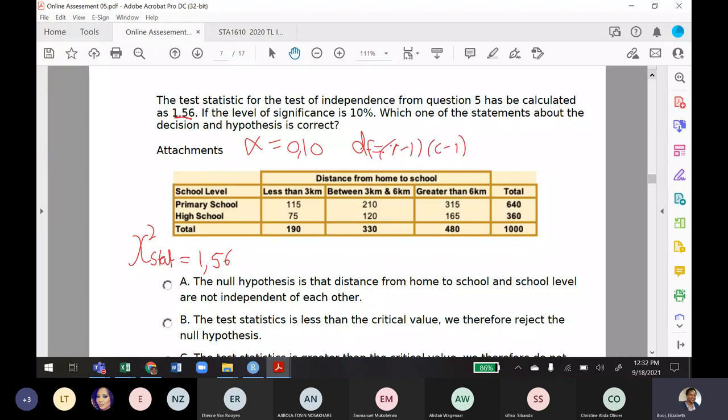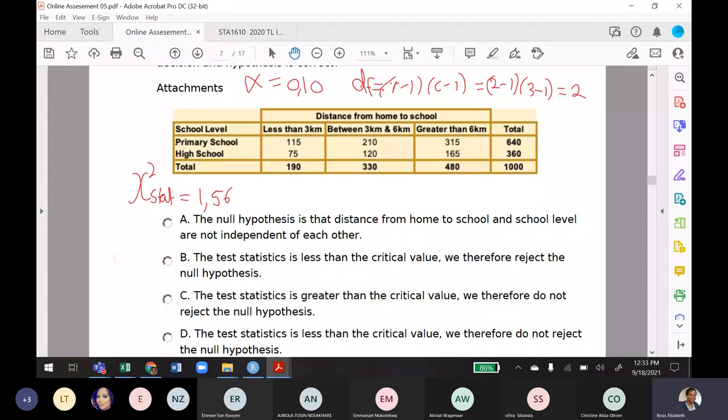How many rows do we have? 1, 2 rows, minus 1. How many columns do we have? 1, 2, 3 columns, minus 1. 2 minus 1 is 1. 3 minus 1 is 2. So 1 times 2 is equal to 2. So I'm going to go find the critical value so that we can make a decision.